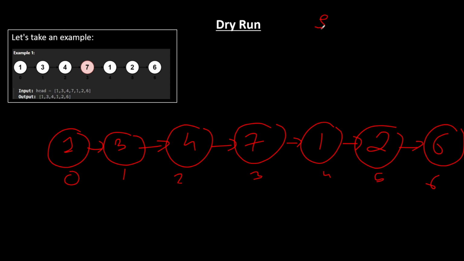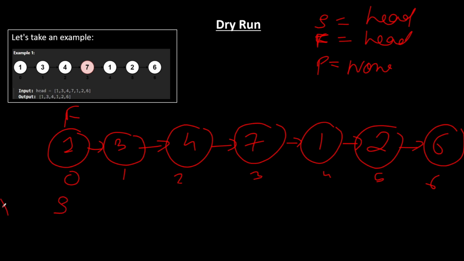Now, S is the slow pointer, F is the fast pointer, and P is the previous pointer, please keep in mind. This is F. P points to none, and S and F both point to head, which is given to us. Fast is here, and slow is here, fine. And previous is pointing to none.